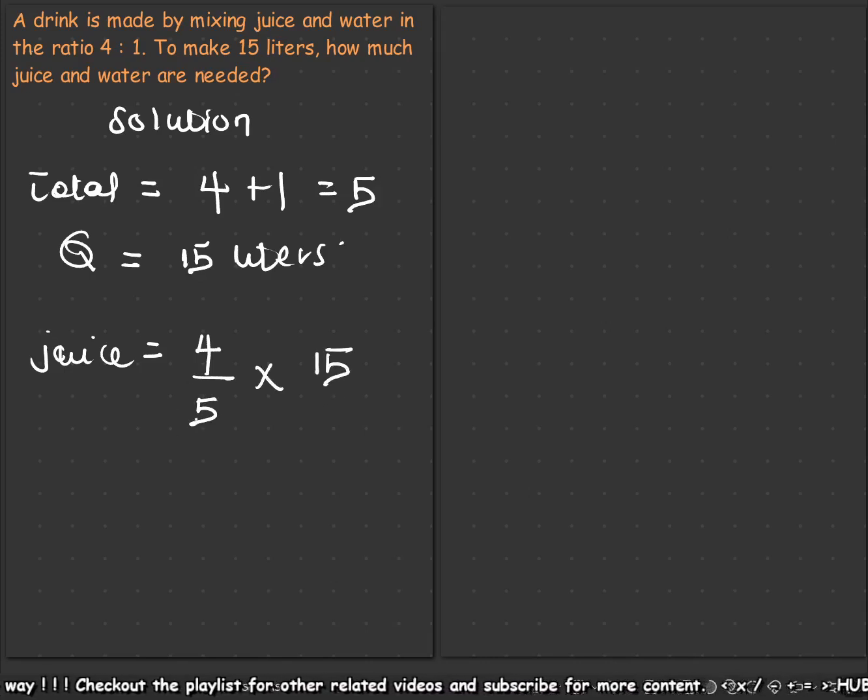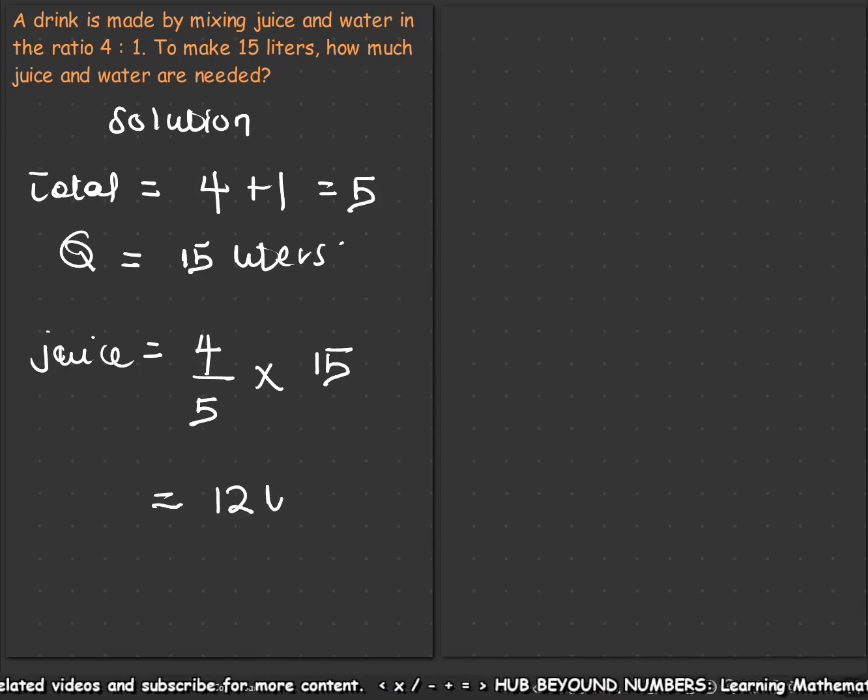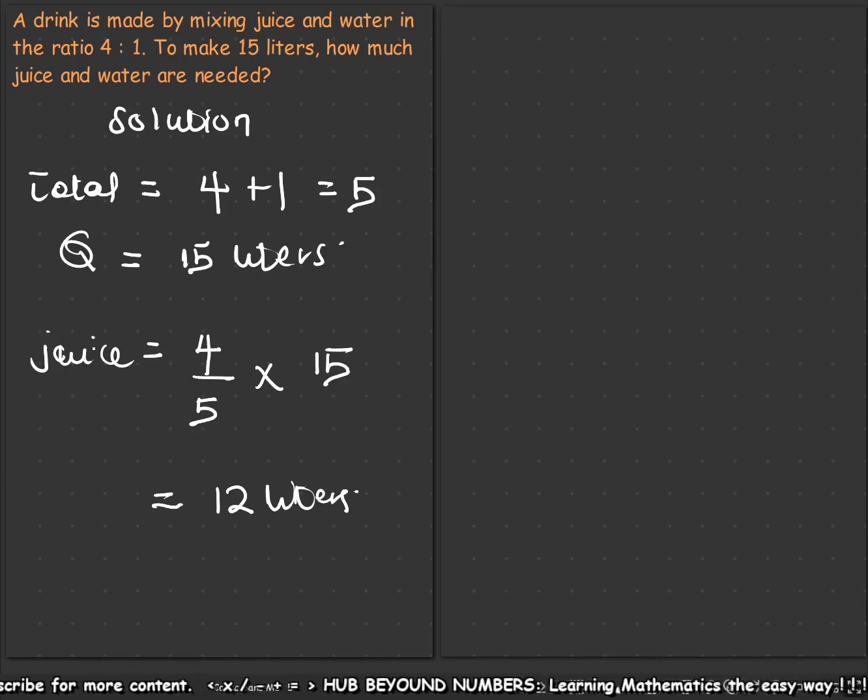You see? And 5 divides 15, how many times? 3 times. You have 3 times 4. That gives you what? Your 12. So it means we need 12 liters of the juice. You get it? 12 liters of the juice.